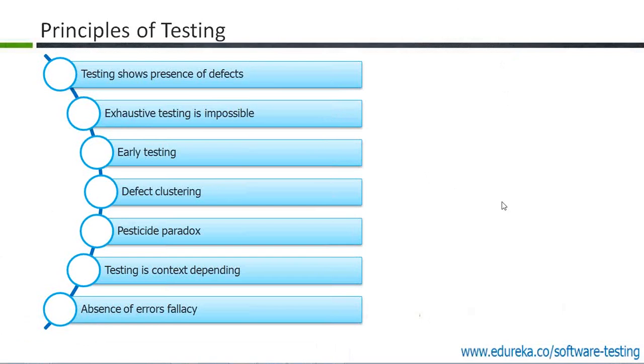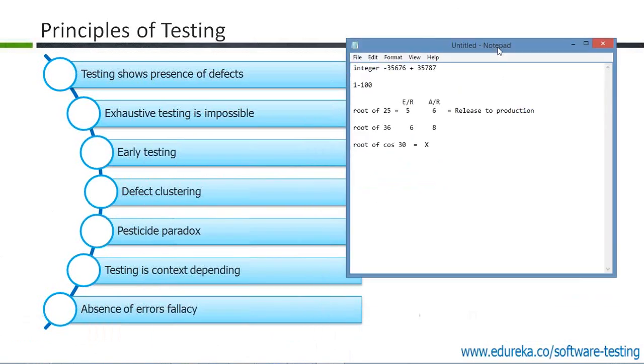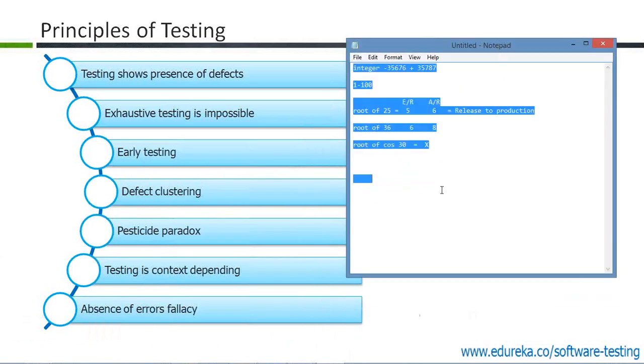So, pesticide paradox. What is this paradox? See, for example, we'll be doing repeated testing again and again. For example, assume there is a product that has come already and it is moving on. It is working on. Okay, so now there are some enhancements for this particular project.